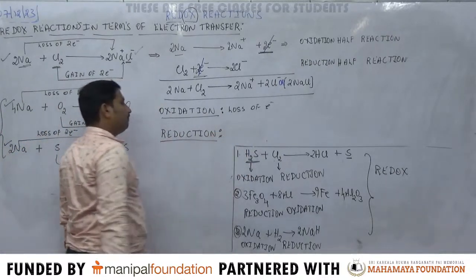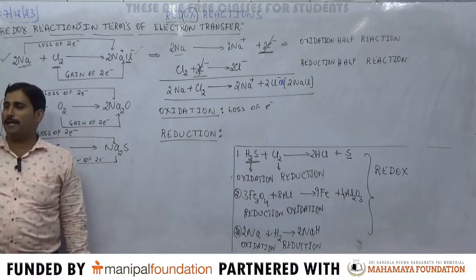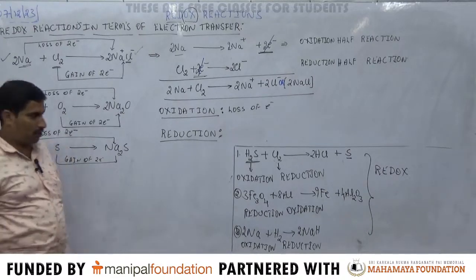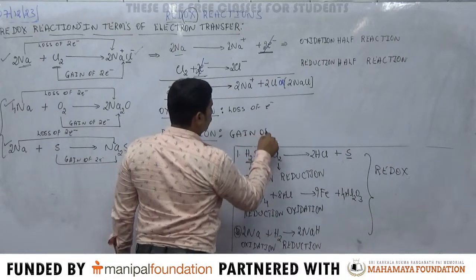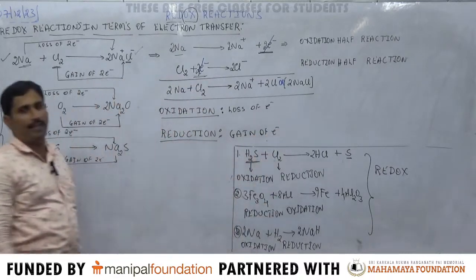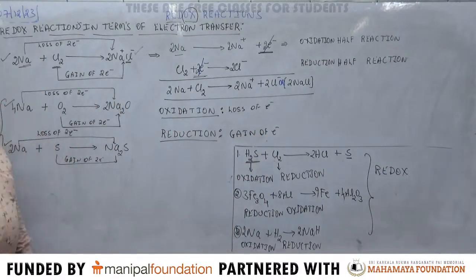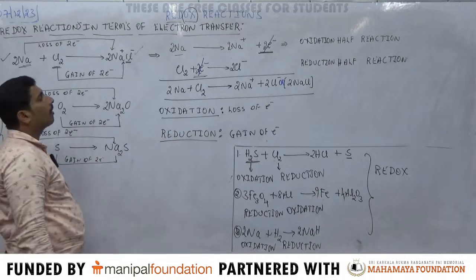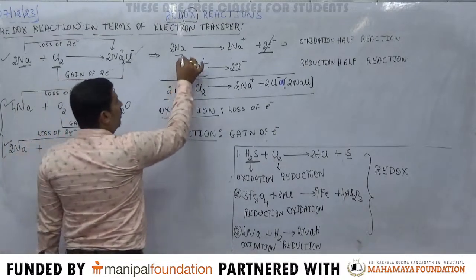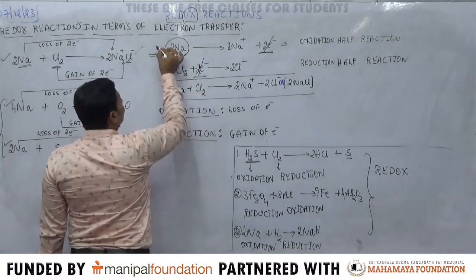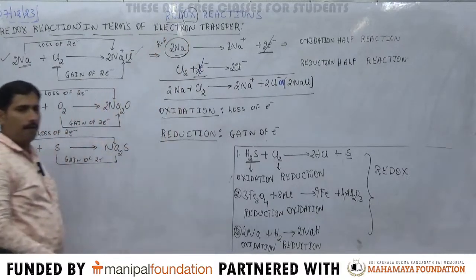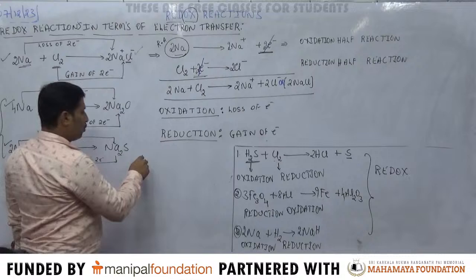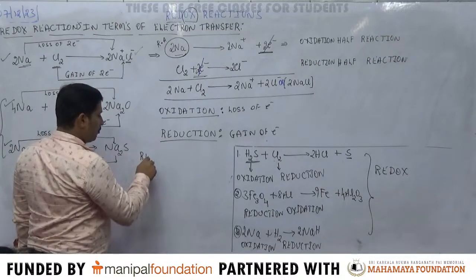So reduction is a gain of electrons. Gain of electrons. Now, I can call this sodium a reducing agent. I can call this sodium a reducing agent.